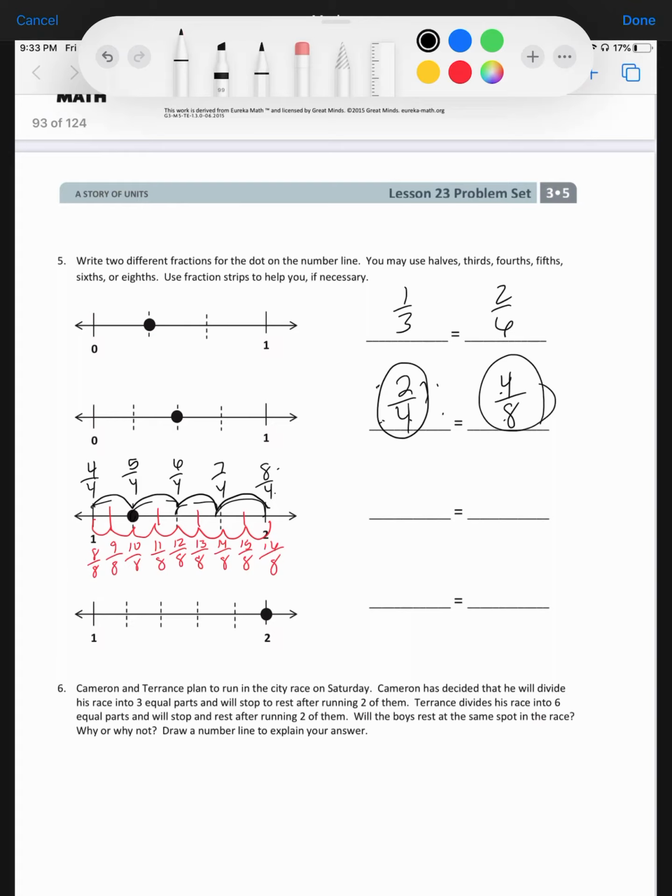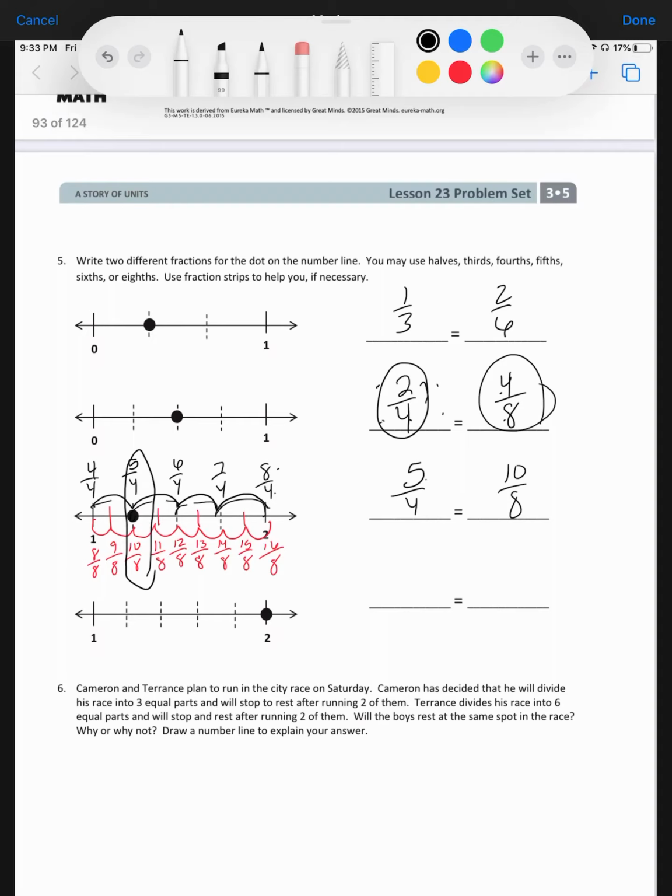So they want to see what's equivalent to 5/4, which is right here. So 5/4 is equal to 10 eighths. What do you notice about 5/4 and 10 eighths? Take a minute to look at it. Do you see any relationship between them?